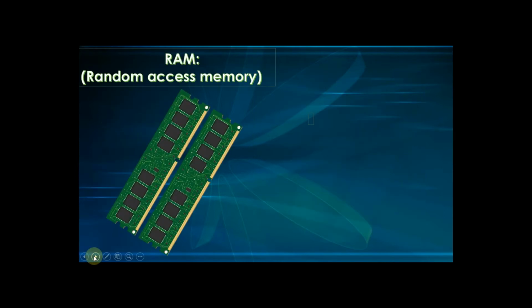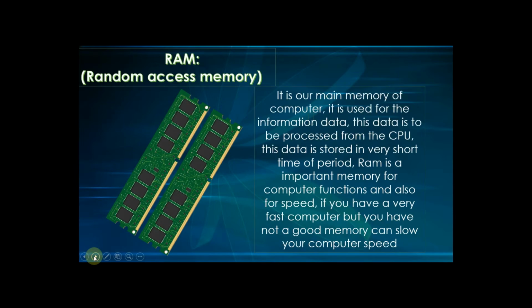RAM, random access memory. Students, it is the main memory of a computer. It is used for information data. This data is to be processed by the CPU and this data is stored for a very short period of time. RAM is an important memory for computer functions and also for speed. If you have a very fast computer but you do not have good memory, it can slow your computer speed.